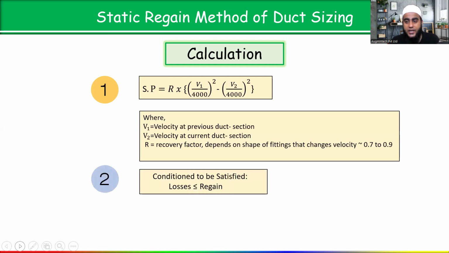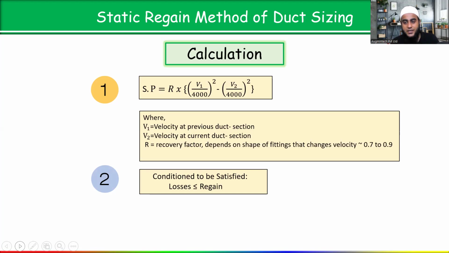That you will understand when we take the example. Okay. And the next thing you have to remember, the static pressure formula is clear. Next, always remember in the static regain method of duct sizing, you have to satisfy this condition: the friction loss value should always be less than or equal to the regain. Suppose you have selected the duct size as per whatever CFM. Now you have to check the friction loss value and the static regain value, meaning the static pressure value. If your friction loss value is less than or equal to the static regain or static pressure, it means the condition is satisfied. The size which you have selected is correct, or the velocity which you are maintaining inside the duct is correct.